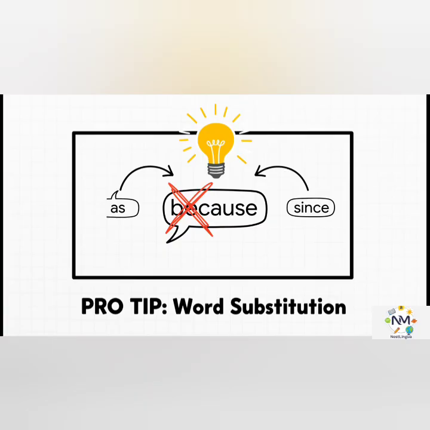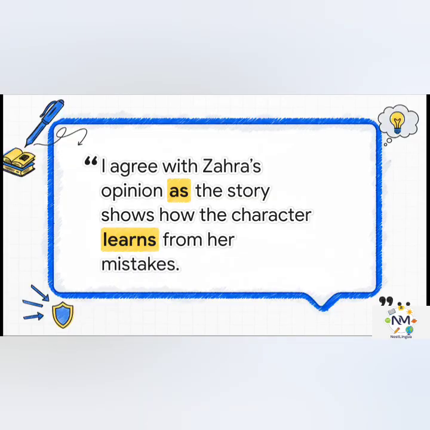You're doing great. Now, here's a little pro tip for you. The word because is awesome, but using it all the time can get a little repetitive. Try swapping it out with words like as, since, or even for the reason that. It'll make your writing sound much more interesting. See, look at this example. Using as instead of because just makes the sentence flow a little more smoothly. It's a small change, but it can make a big difference in your writing.